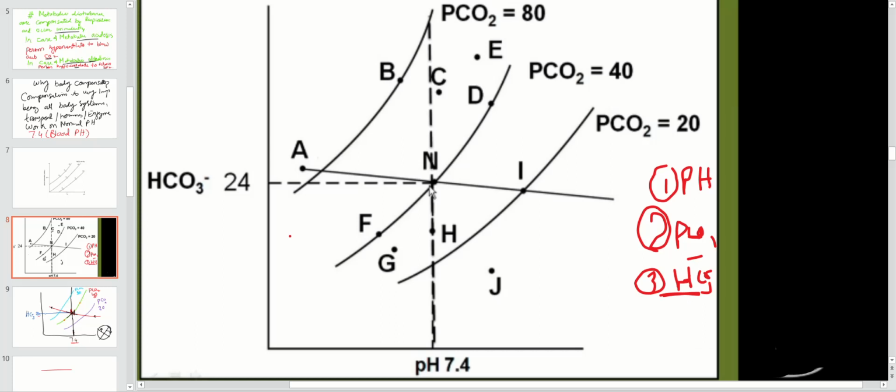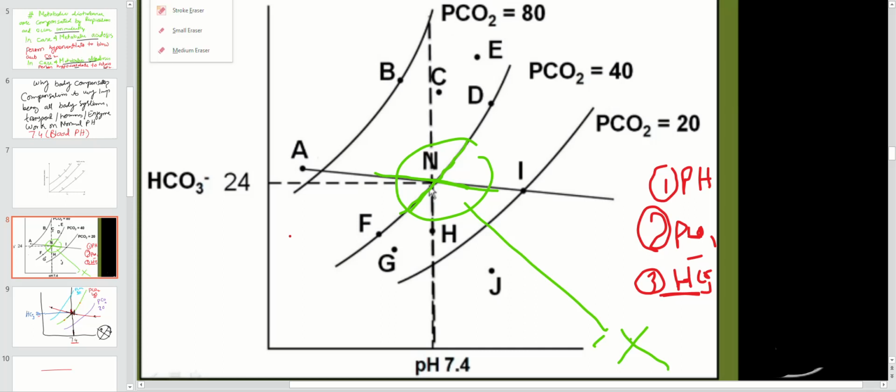Hello guys, this is the continuation of the previous lesson about the Davenport diagram. In the first part I explained that any metabolic disturbances on this line are without compensation, and any respiratory disturbances on this buffer line are showing respiratory disturbances without compensation. So this makes a cross, or X, in the center. Any point on this cross shows either respiratory or metabolic disturbances, but they don't have any compensation. That was what I explained in the previous part.